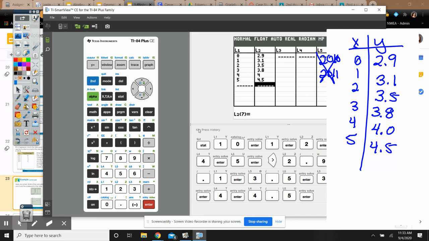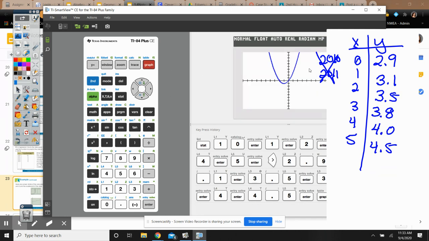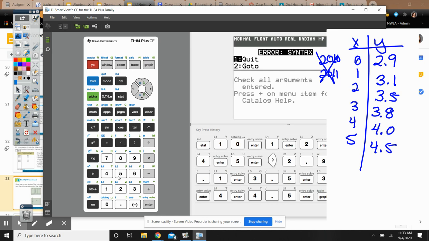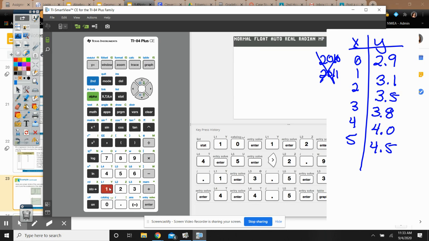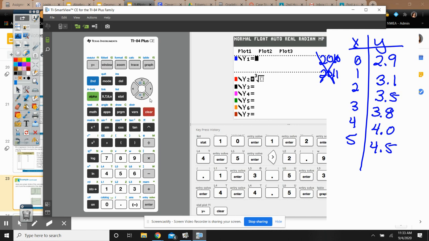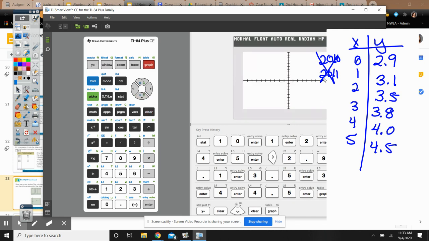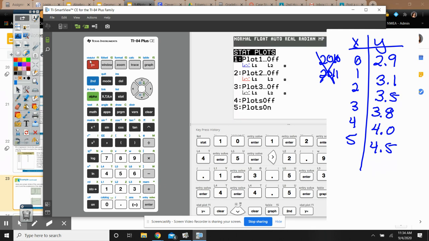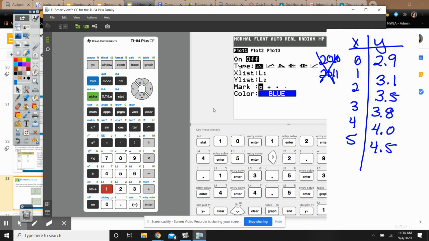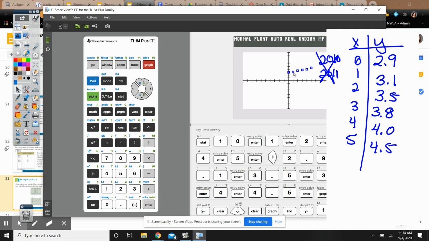If I wanted to look at the graph, I hit graph, and I have an old graph on there. Sorry, let me get rid of this. There's nothing there, and the point (0, 2.9) should be right in here. That's because I haven't told my calculator that it can graph dots. To make it graph dots, you hit second, Y equals, and it says stat plot. You see how it says plots off? We're going to turn it on. You're going to hit 1. You're telling it to go ahead and graph these dots for me. Now, when I hit graph, there are my points.